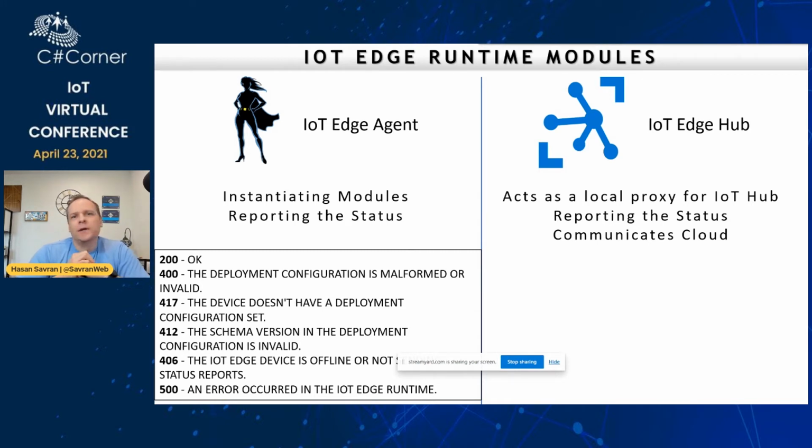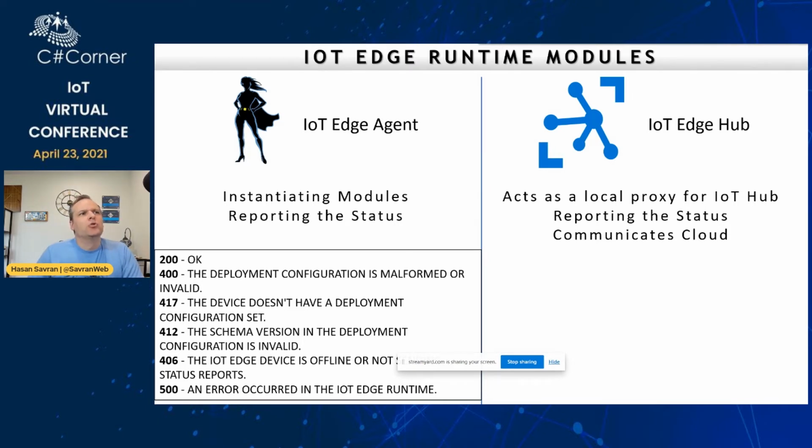The second one is the IoT Edge Hub. It really acts as the local proxy for the IoT Hub, so the device doesn't have to connect to the cloud every time for each device. And this one is the one reporting the status of the device, and it communicates to the cloud whenever you need it, or whenever the device needs to send data.